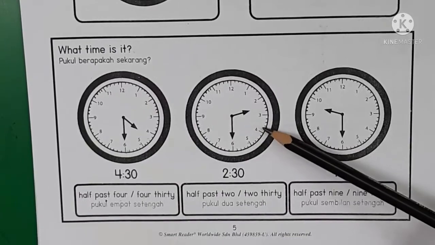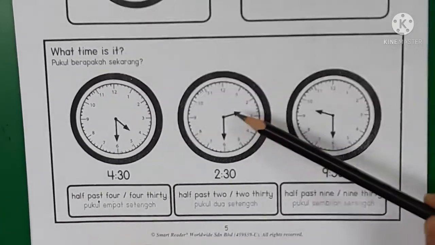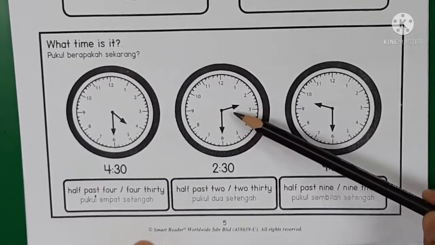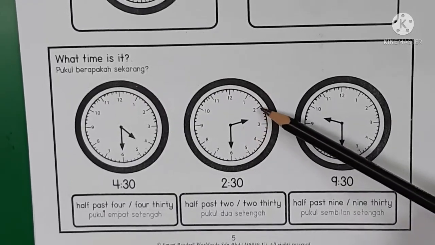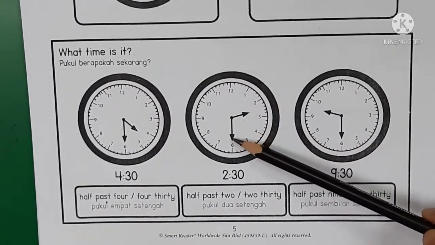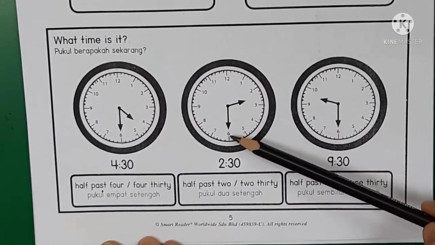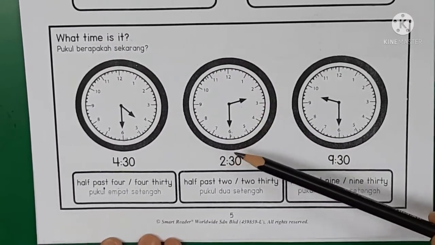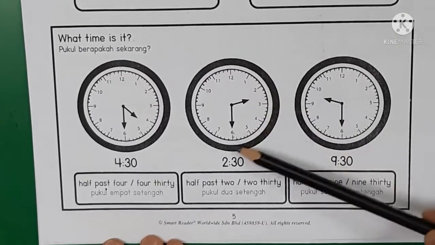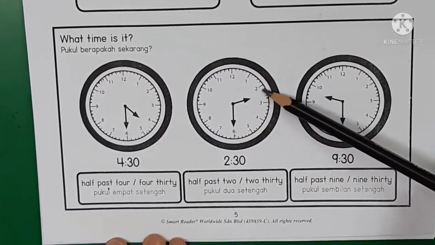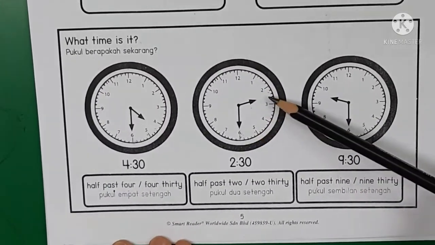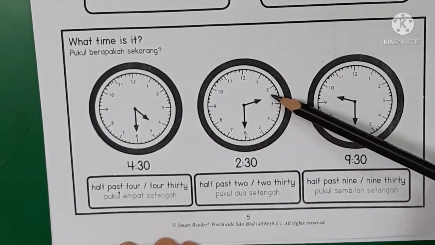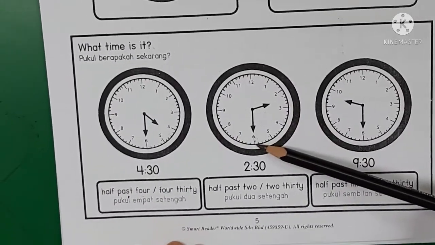Look at the second clock. The shorthand is showing the hour. It is at 2. And the longhand is showing the minute at number 6, which is 30 minutes. So the time now is 2:30. In bahasa Malaysia, pukul 2:30 petang.